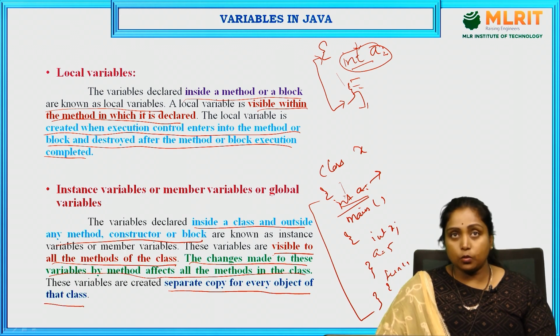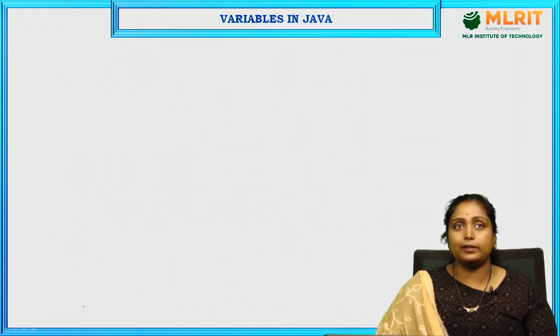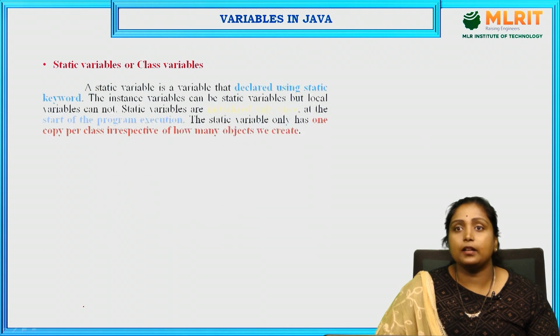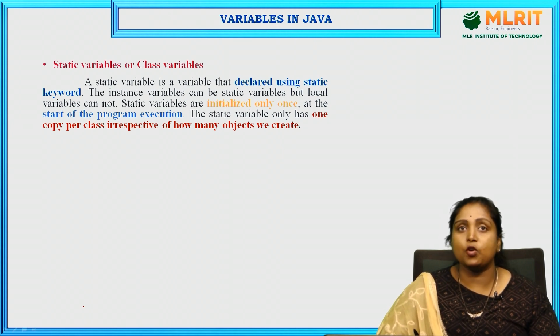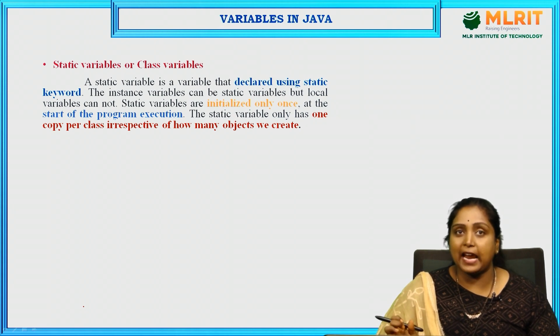So these are the two variables, and the next two variables are static variables, or you can call them class variables. So what are static variables? Static variables are the variables you declare with a keyword called static. Okay, so those types of variables are called static variables.